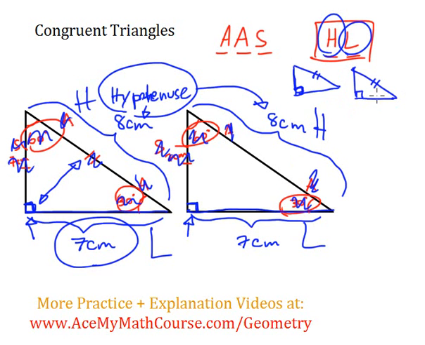We have equal hypotenuses. I think that's the plural of hypotenuse, but I could be wrong. I'm not very good with vocabulary. And we know that two legs are also the same. So through hypotenuse leg, we know that these two triangles are indeed congruent. That's it.